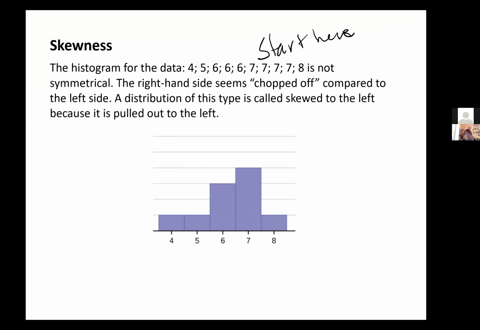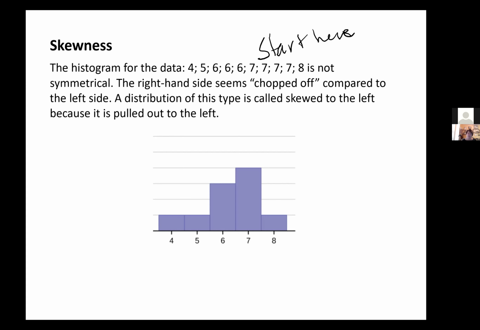So this particular histogram is for the data values 4, 5, 6, 6, 6, 7, 7, 7, 7, and 8. You can see that you have fewer data values over on the left, so your greatest number of occurrences are to the right. So you've got this tail to the left. We call that skewed to the left because the data is being pulled to the left by those lower values. If you have more values to the right and fewer values to the left, that's skewed left.